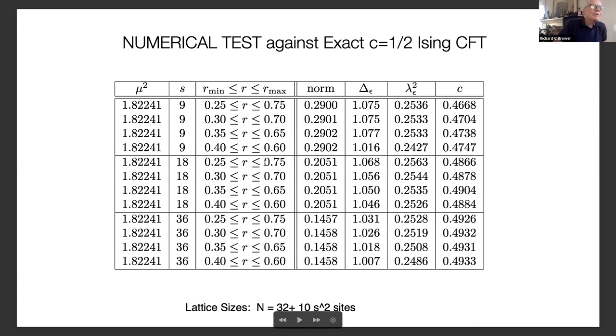This was the range in which we were measuring the correlation functions. This is the size of the lattice. By the way, look at the lattice. The largest lattice was 36 squared by, this is wrong. This should be a two. It's basically 10 times 36 squared was the number of points on the sphere. I don't know what this is. I have to go back to the paper and find out why we put it. It doesn't matter, but I don't know what it is.